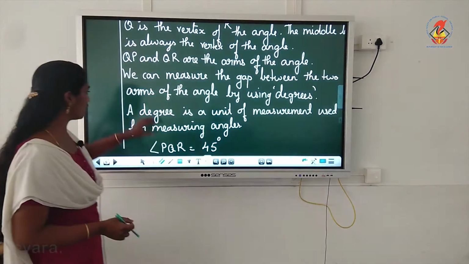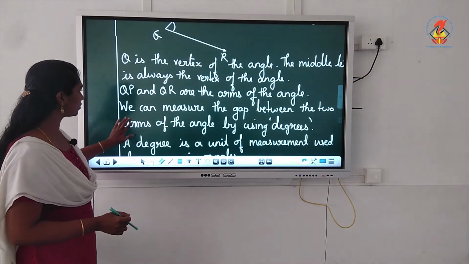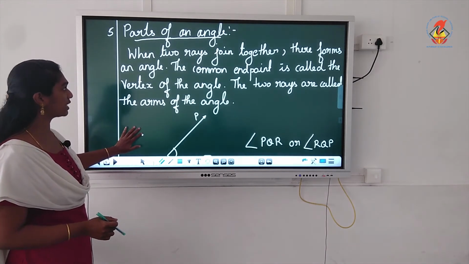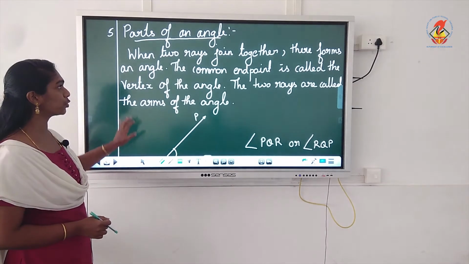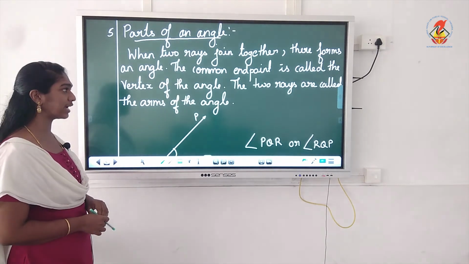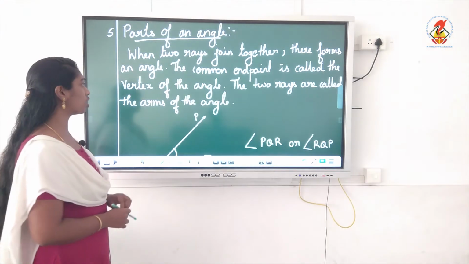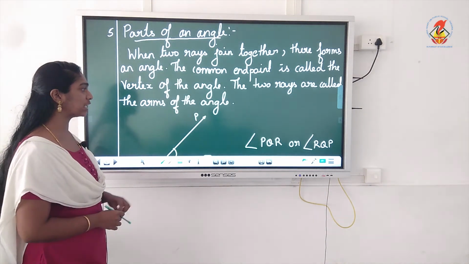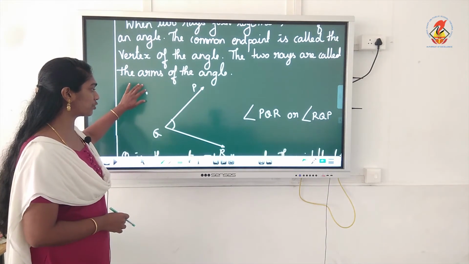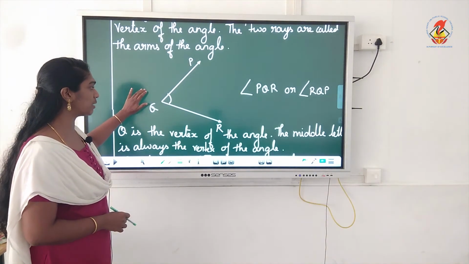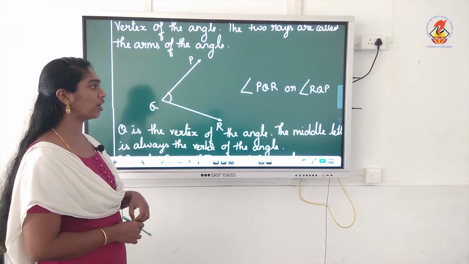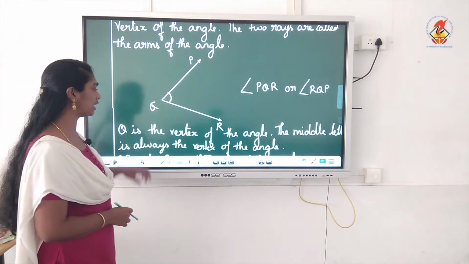Okay, children, you will have to write these notes. I will show it to you once again. Parts of an angle. When two rays join together, there forms an angle. The common end point is called the vertex of the angle. The two rays are called the arms of the angle. After that, you have to draw this angle by joining two rays. It is represented as angle PQR or angle RQP.